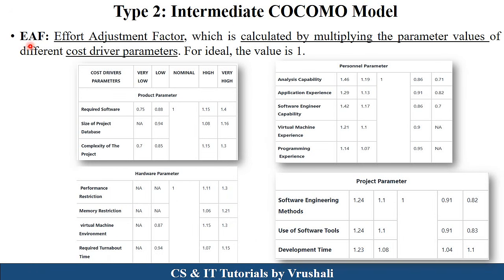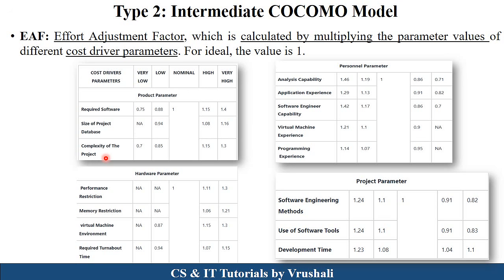Now EAF stands for effort adjustment factor. See here in this particular table. The first one is the product parameter. Product parameter means which type of software is required, the size of the project and the complexity of the project. And there are five levels like very low, low, nominal, high and very high. And these are the EF values. You can use this EF value directly in your formula. These are constant and built-in values.